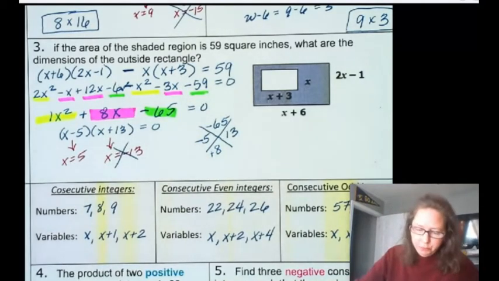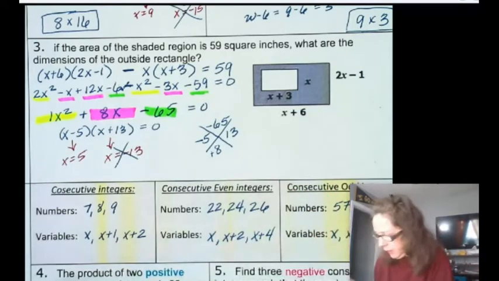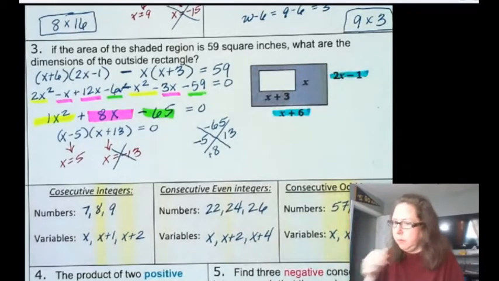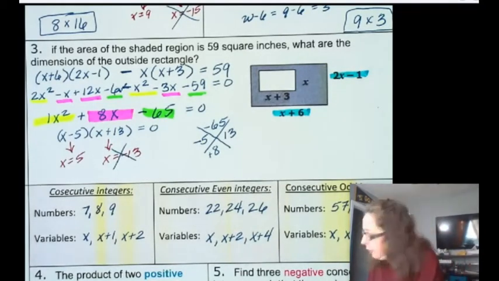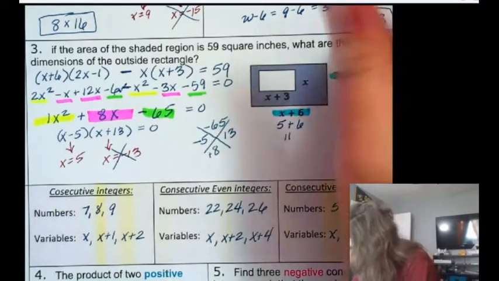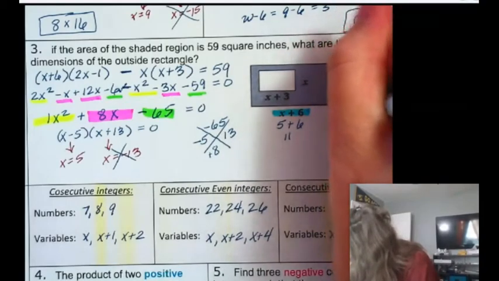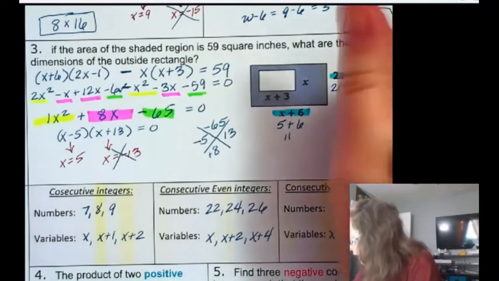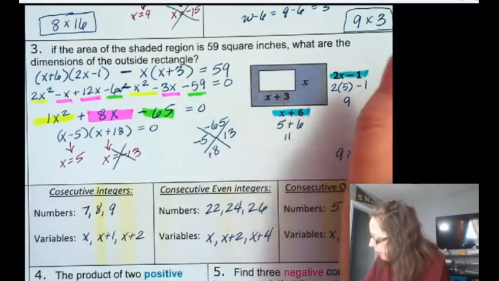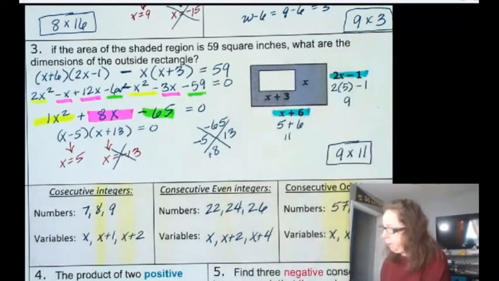Now here's what I need to do. I need to find the dimensions of the outside of the rectangle. So just the outside is going to be this x plus 6 and this 2x minus 1. So let's go ahead and fill these in. So x equals 5. So I get 5 plus 6 is 11. And then again, x equals 5. So 2 times 5 is 10, minus 1 is 9. So the dimensions of the outside of the rectangle are 9 by 11.